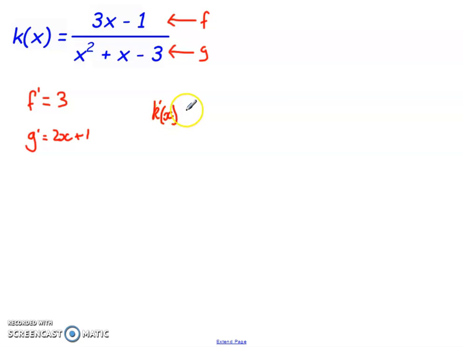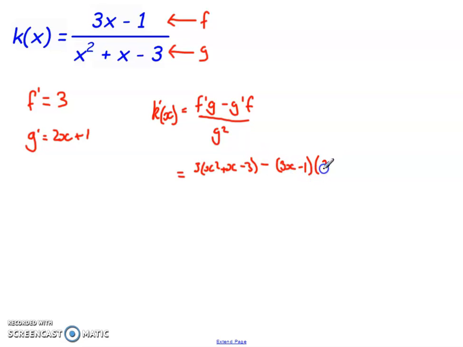So what I know then is that k dashed of x is equal to f dash g minus g dashed f all over g squared. Plug in the info and let's see what we get. So f dash g here, I get 3 bracket x squared plus x minus 3. Then take away g dashed times f, so there's my g dashed, there's my f, so it's take away 3x minus 1, 2x plus 1. Then on the bottom is the g squared, so I've got x squared plus x minus 3 all squared.